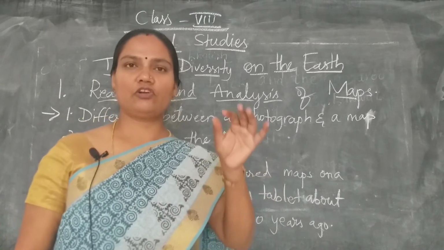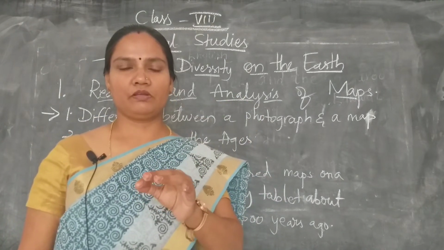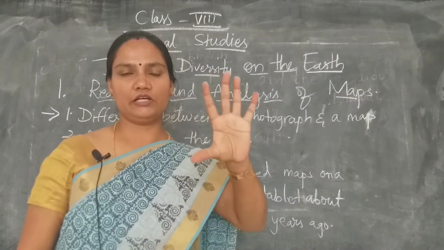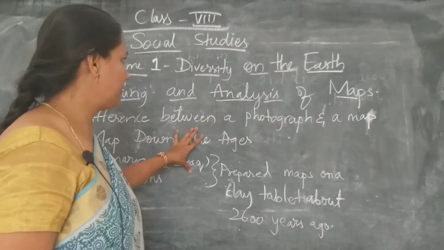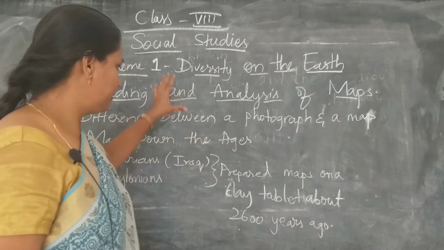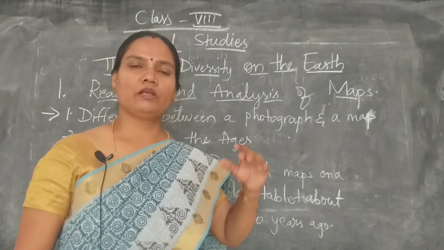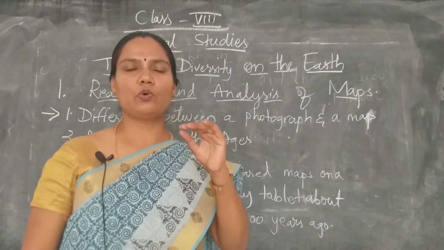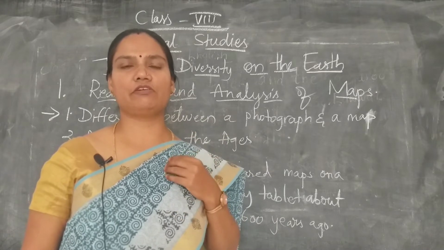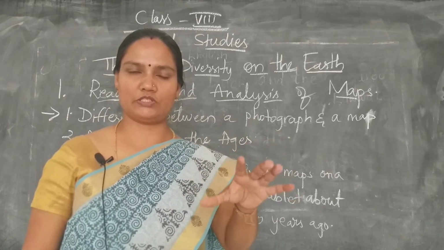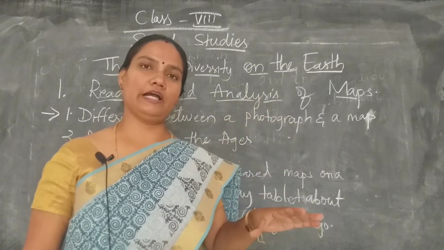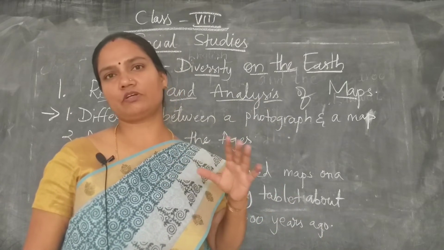But if the same thing I draw on a paper, I may show only a teacher, only a blackboard, and a few things which I want to show. So in the same way, a map also shows only those things which we require, which we want to showcase or which we want to highlight. But a photograph cannot do it.